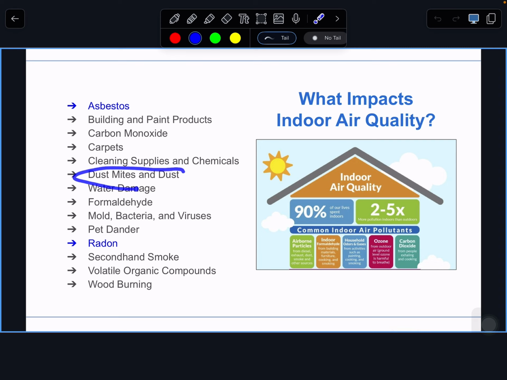Dust mites and dust are going to be considered particulates because they are solid. Water damage, anywhere you have water and time, you will get mold. And so mold is really bad right here. Formaldehyde is used in other building materials. It's also what you use to embalm people. Not a great thing. Radon.